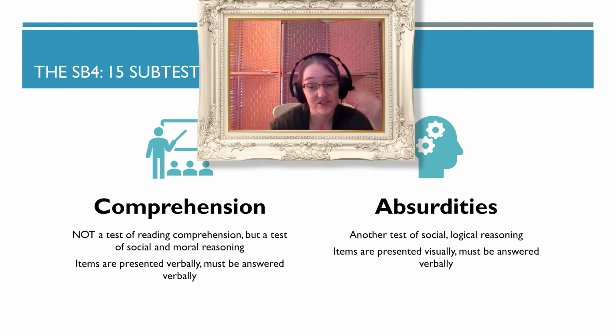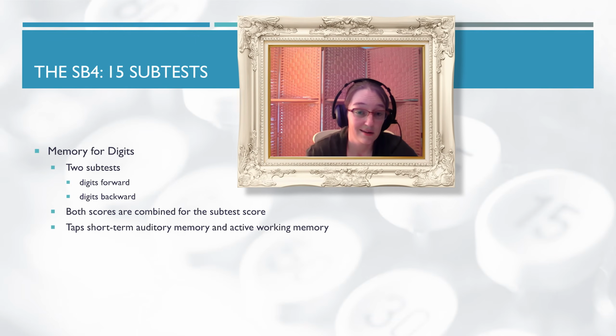Another test is social and logical reasoning. Items are presented visually. They must be answered verbally. This test tries to allow both verbal and visual, really trying to cover a broad spectrum of ability. That's why there's 15 subtests.